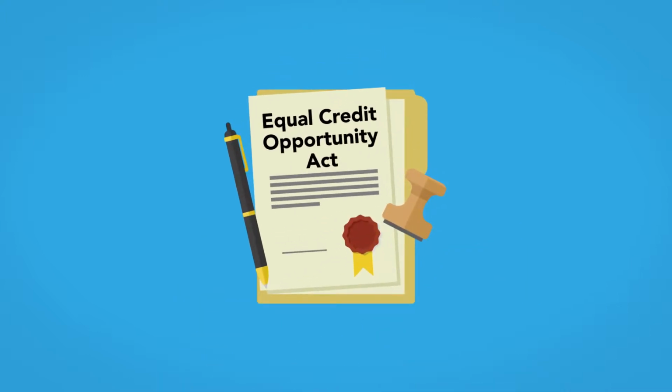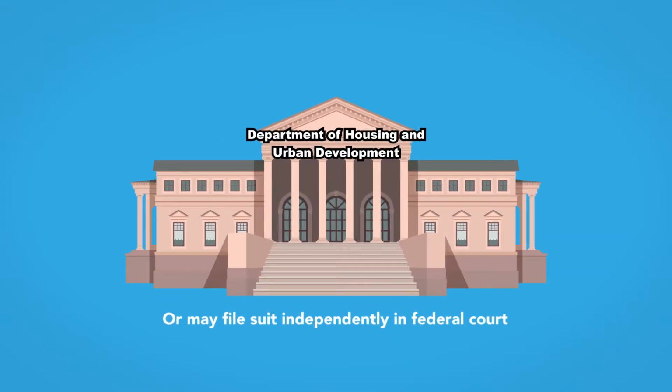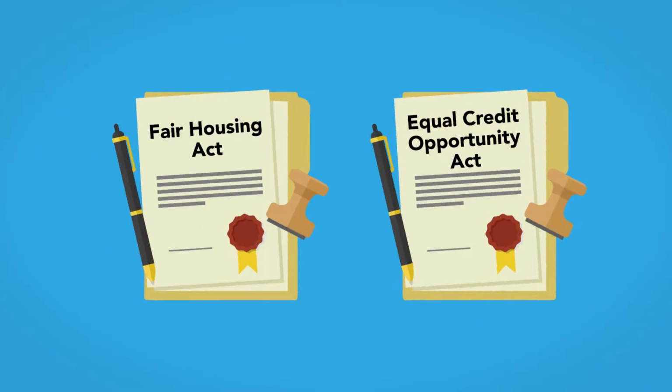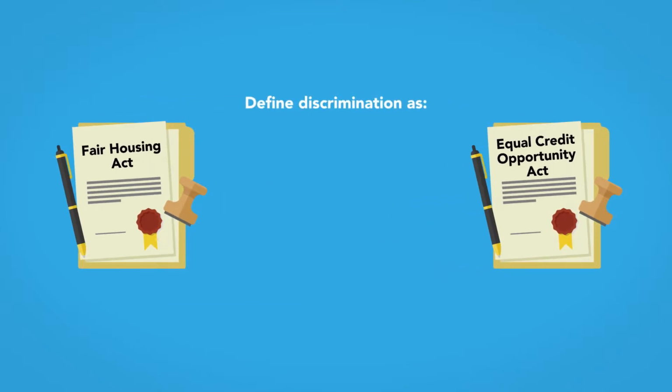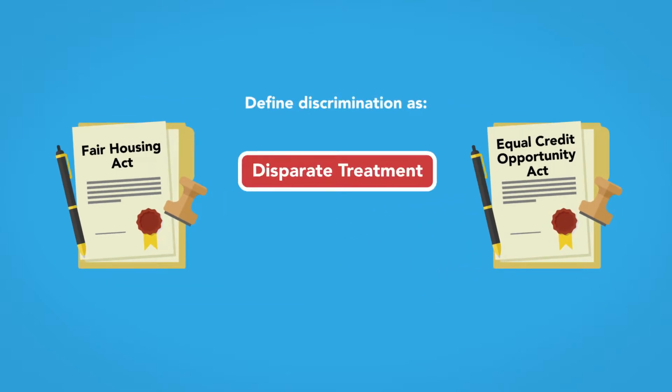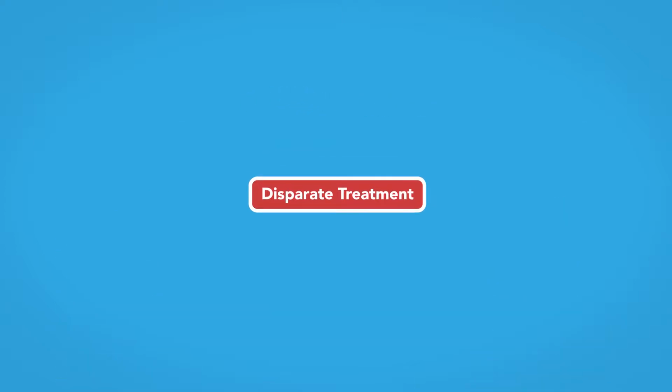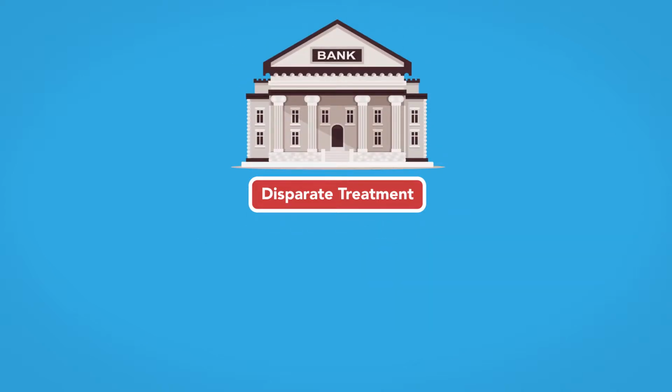Like under the Fair Housing Act, anyone who believes that they have been discriminated against in violation of the Act may file a complaint with the Department of Housing and Urban Development, or may file suit independently in federal court. Both the Fair Housing Act and Equal Credit Opportunity Act define discrimination in one of two ways: disparate treatment or disparate impact.